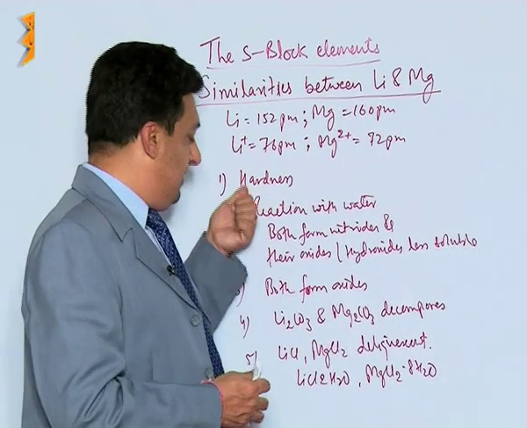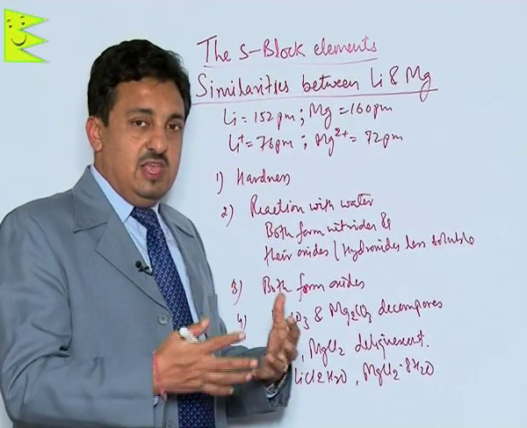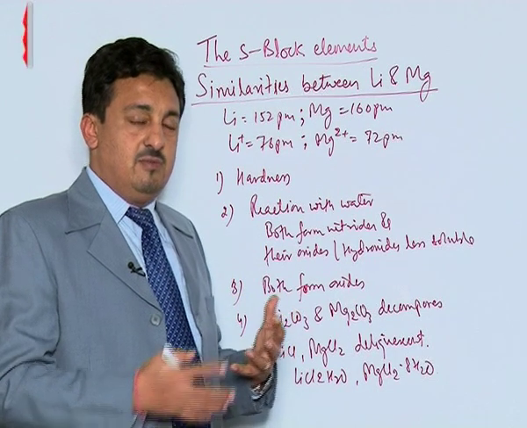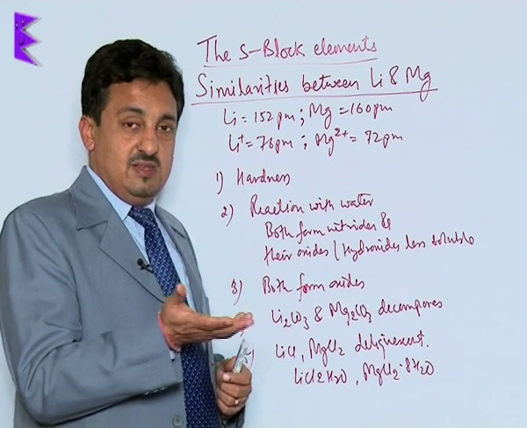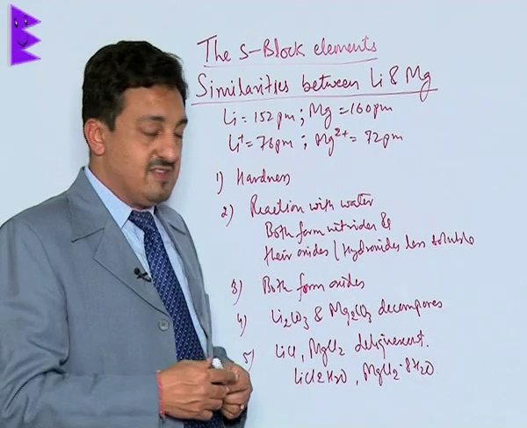Let us see the list. They both are almost equally hard, and they are lighter than the rest of their group elements, so very light as far as the density is concerned.